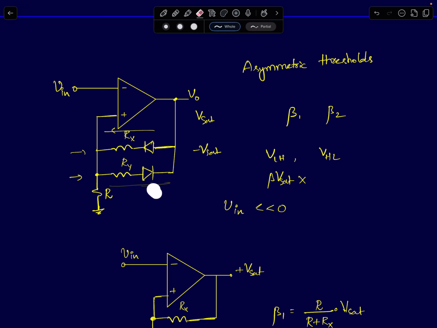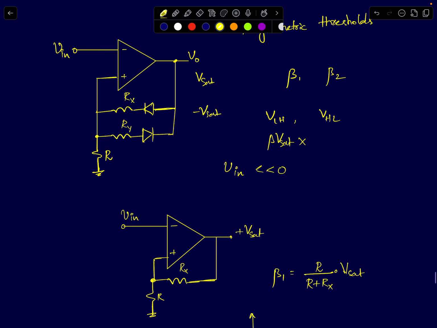So we'll analyze this circuit. I'm just showing you an inverting Schmitt trigger architecture which can realize asymmetric threshold voltages. I have two resistors, Rx and Ry, of course with different values, and now I'm going to put two diodes with opposing polarities. I've just flipped the diode in one path, and then I'll be able to turn on two different paths for two different threshold voltages.